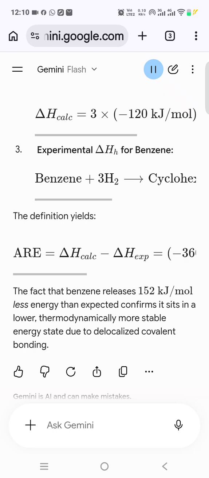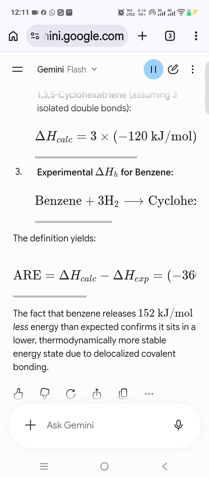Model answer. Huckel's rule application. Huckel's rule states that a planar, monocyclic, fully conjugated system will exhibit exceptional thermodynamic stability, aromaticity, if it contains 4n+2 pi electrons, where n equals 0, 1, 2, 3. If it contains 4n pi electrons and is forced into planarity, it becomes destabilized, anti-aromatic.